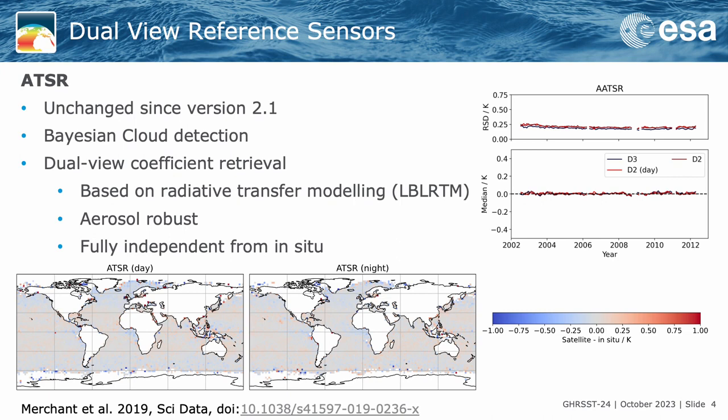The dual-view ATSR and SLSTR sensors allow a very accurate coefficient-based retrieval, fully independent from in situ, through the use of physically based radiative transfer modelling. In the case of the ATSRs, we have kept the previous version 2.1 files unmodified, as they were already very stable and showed excellent agreement with in situ validation, as shown in the plots here.